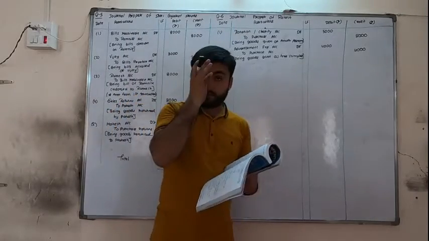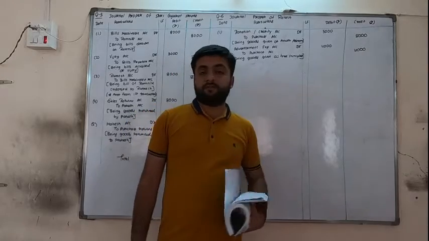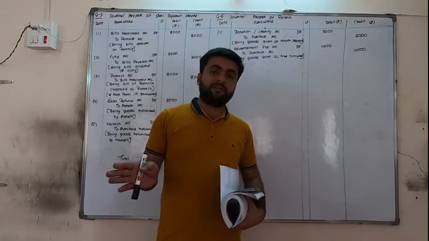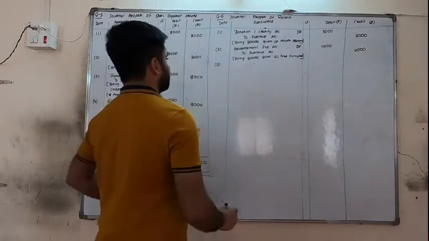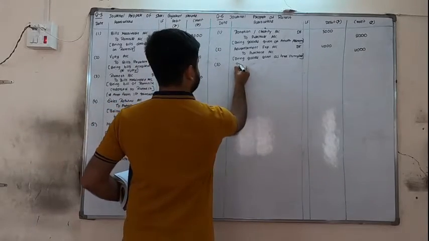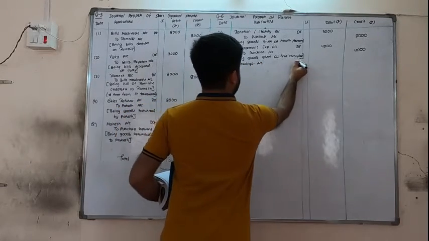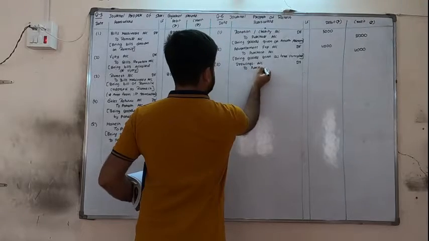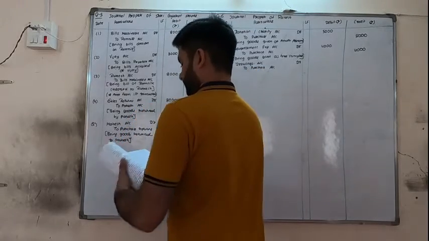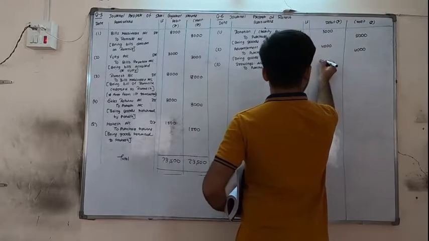Next, number 3. Withdrew goods of 8,000 from business for personal use. So again goods are going out other than sales, purchase is credited and we are giving for personal use, so drawings is to be debited. So drawings account debit to purchase account. Amount 8,000.